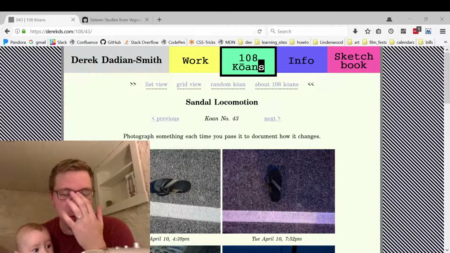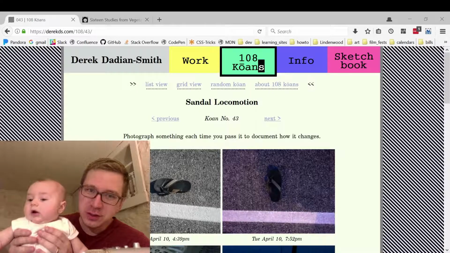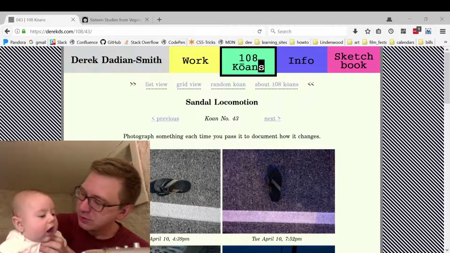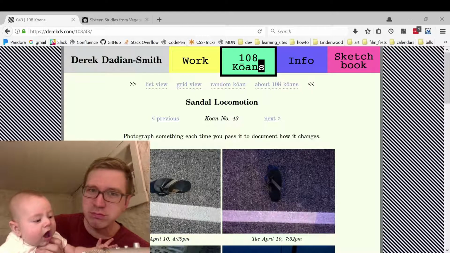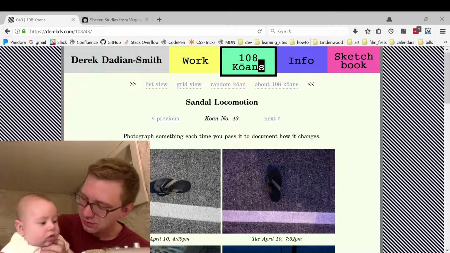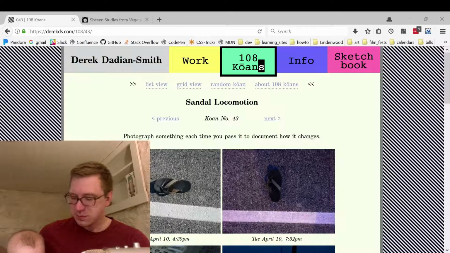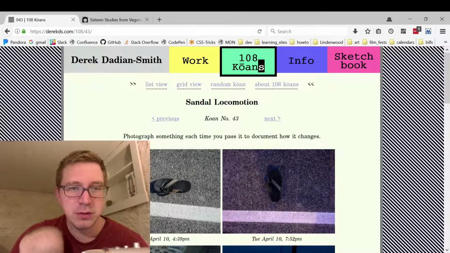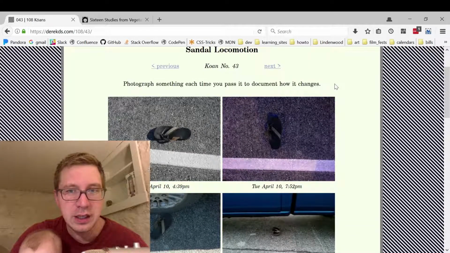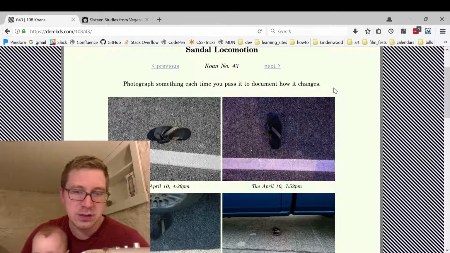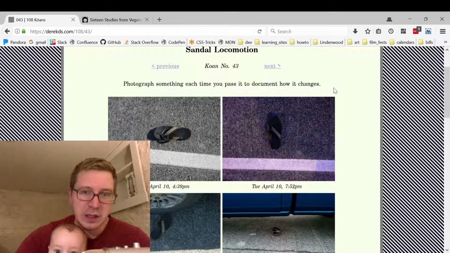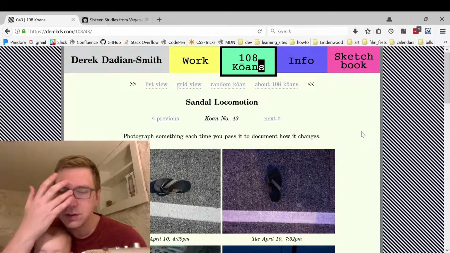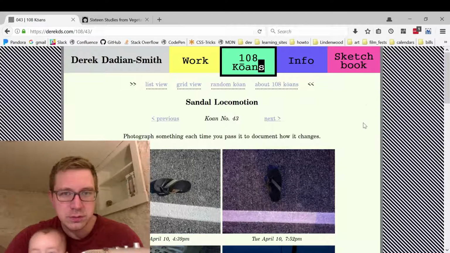Koan number 43, Sandal Locomotion. What? Sandals do not locomotate. I know, that's crazy. Sandal Locomotion is another example of a koan where I explicitly give instructions, and the documentation you see here is just my execution of those instructions. So you could do this on your own.